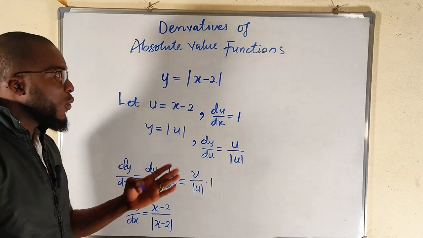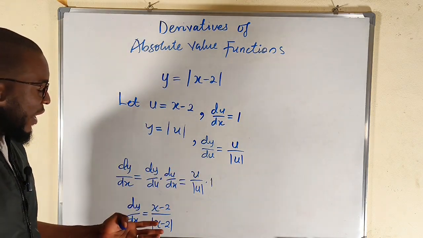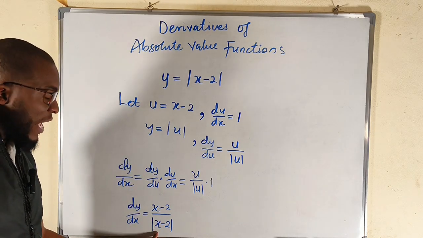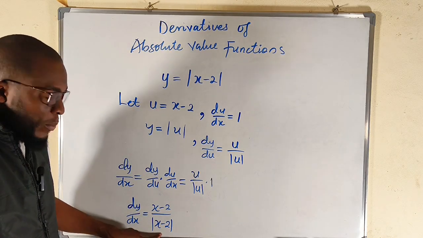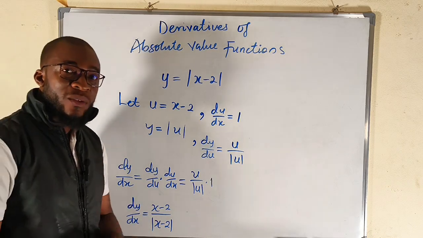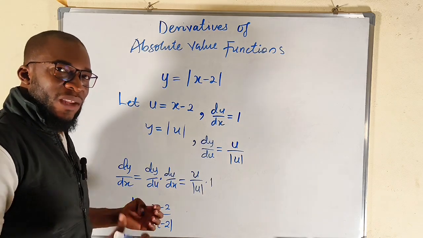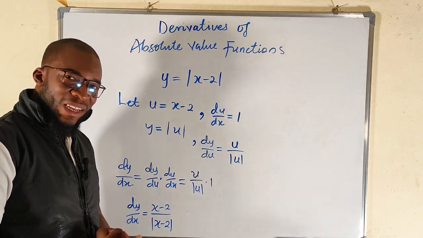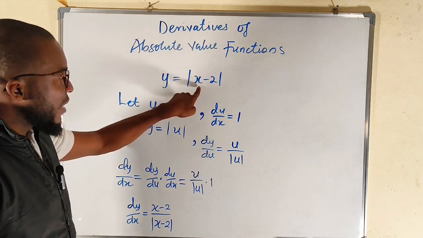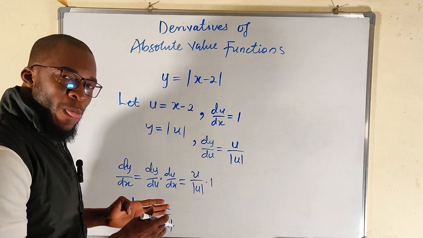And remember, you can always transform it into a piecewise function. And if you do that, you differentiate them separately. And remember, from here, you can even split it. This could be positive or negative. If it is positive, we have x minus 2 divided by x minus 2, which is 1. If it is negative, x minus 2 divided by negative x minus 2, which is going to give us negative 1.